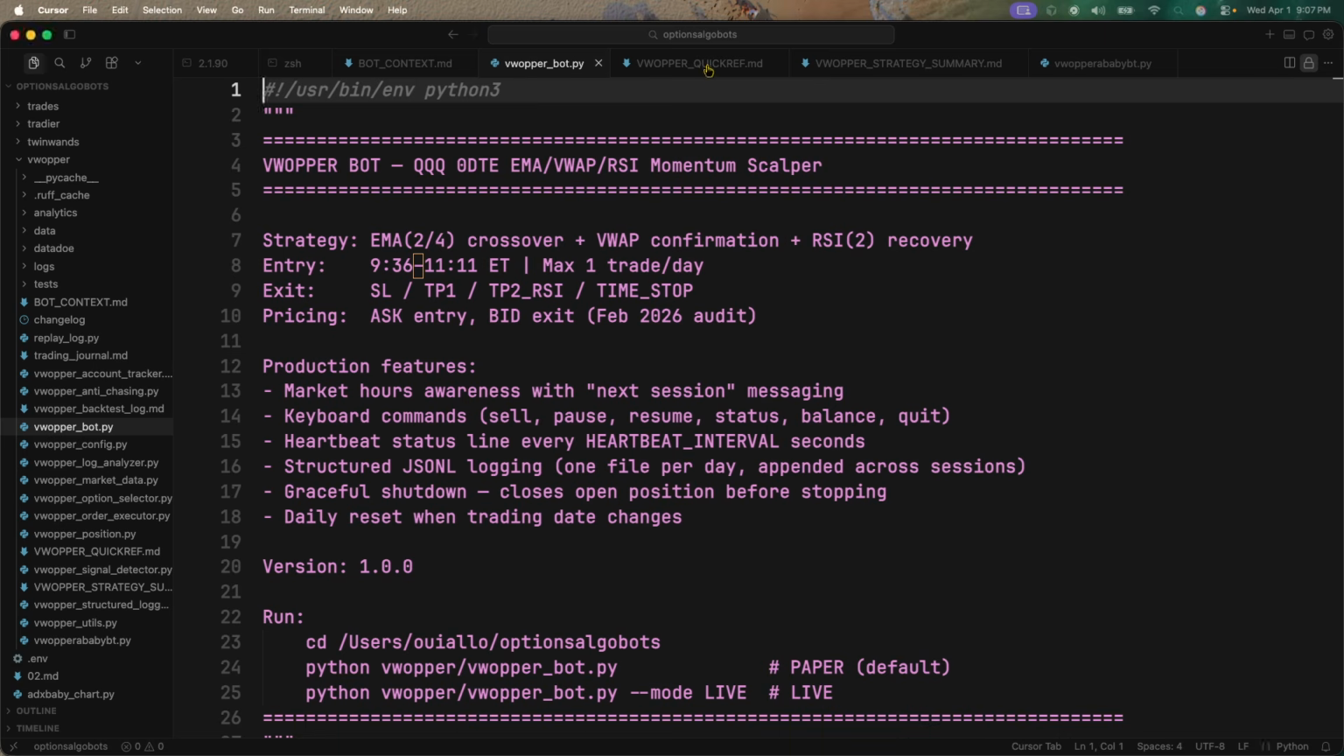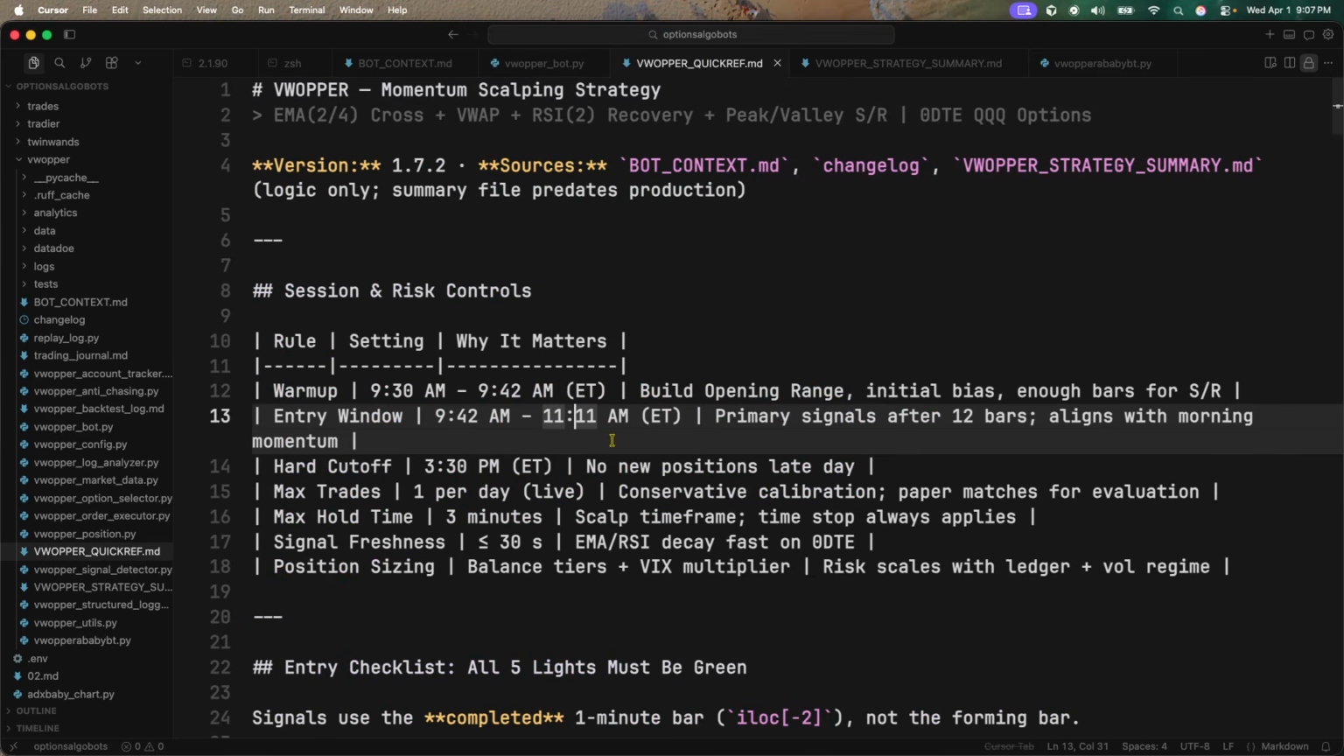So let's jump straight into this. This is our VWopper bot. This bot trades from 9:42 a.m. to 11:11. Between 9:30 and 9:42, what this bot is doing is building its opening range, an initial bias, and making sure that it has enough bars in order to establish this support and resistance zone.